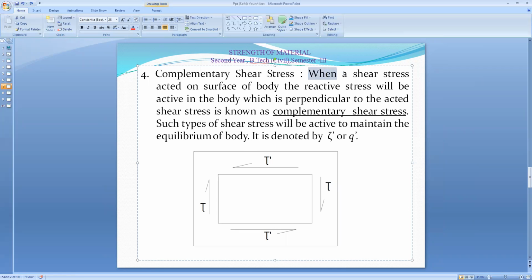When a shear stress is acted on the surface of the body, then a reactive stress will be active in the body, and such reactive stress which is perpendicular to the acted shear stress is called the complementary shear stress.